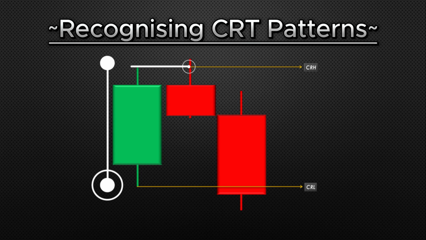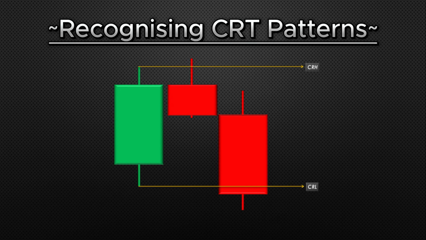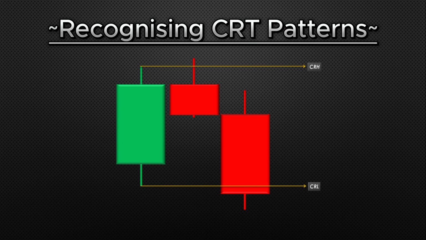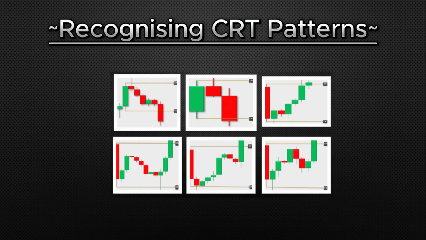Third candle. The third candle breaks out of the range, confirming the CRT pattern. This 3-candle sequence is a simple yet powerful way to identify a high-probability CRT setup. However, it's important to note that CRT patterns aren't always confined to just 3 candles. Sometimes the sequence will involve more candles, but the principle remains the same.